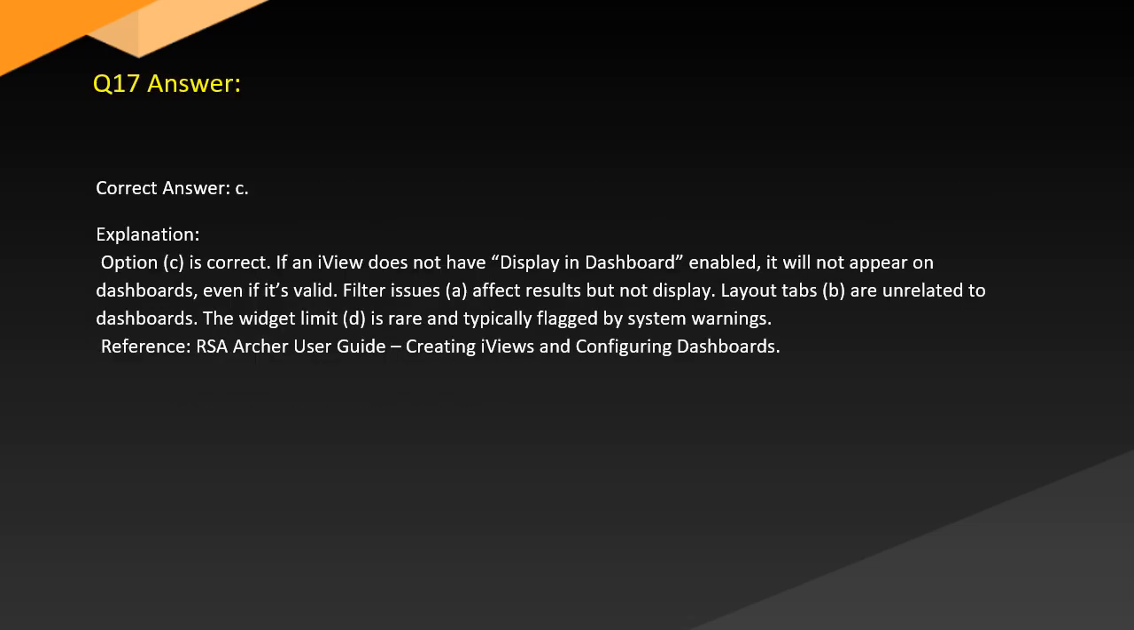Answer. Correct answer: C. Explanation. Option C is correct. If a view does not have display in dashboard enabled, it will not appear on dashboards even if it's valid. Filter issues (A) affect results but not display. Layout tabs (B) are unrelated to dashboards. The widget limit (D) is rare and typically flagged by system warnings. Reference: RSA Archer user guide, creating views and configuring dashboards.